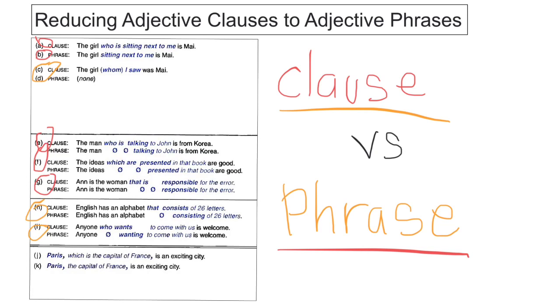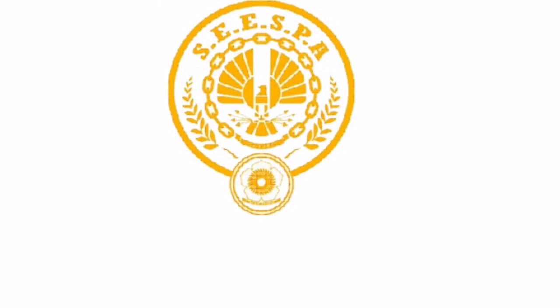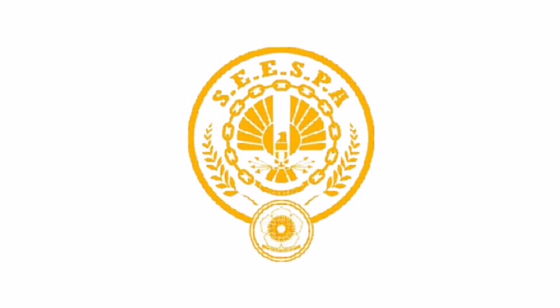If the adjective clause requires commas, as in J, the adjective phrase also requires commas, as in K. An adjective phrase in which a noun follows another noun, as in K, is called an appositive. This is the end of the discussion on adjective clauses.